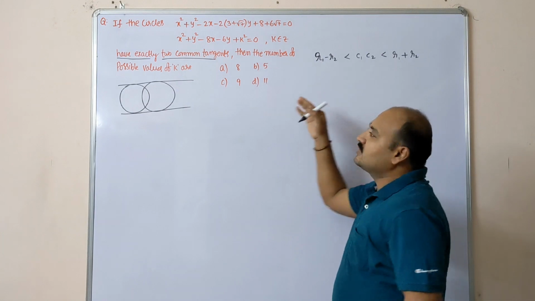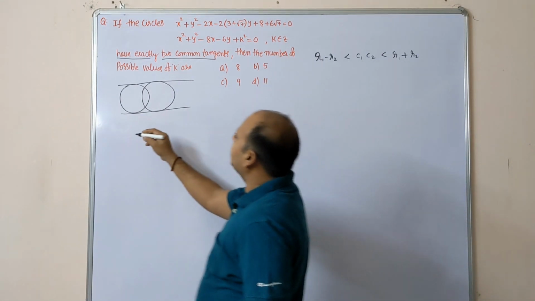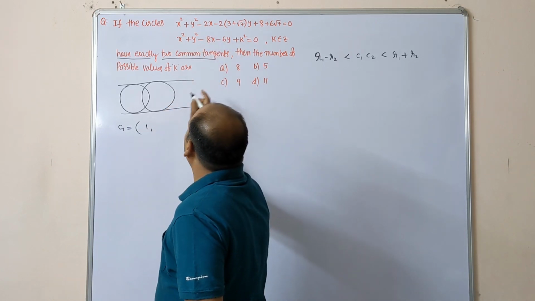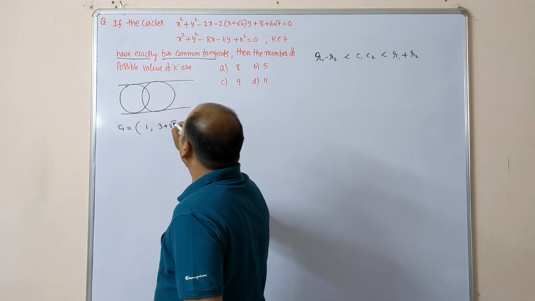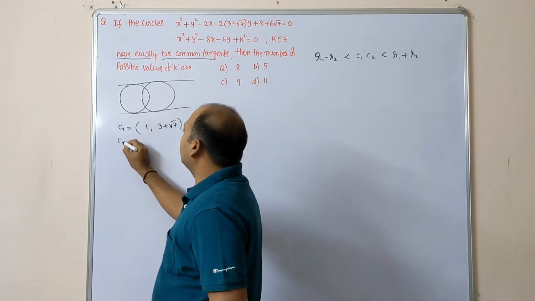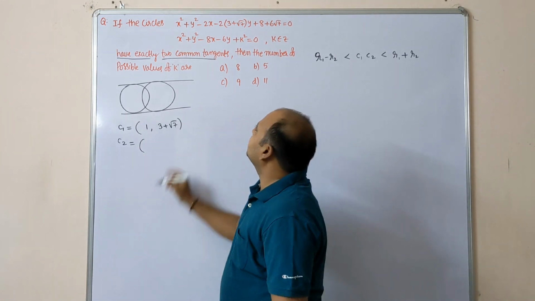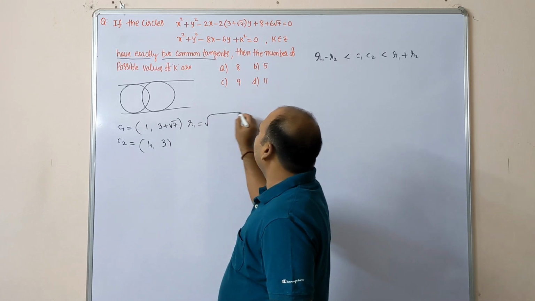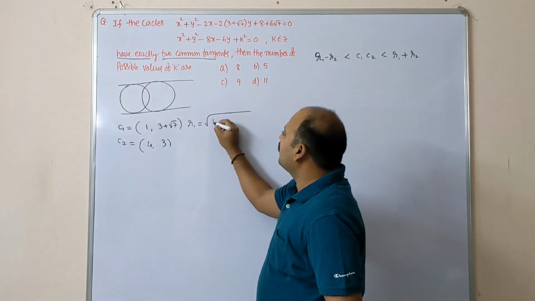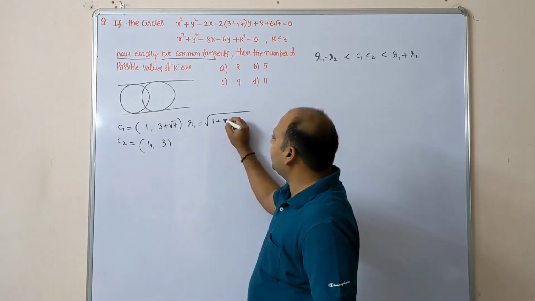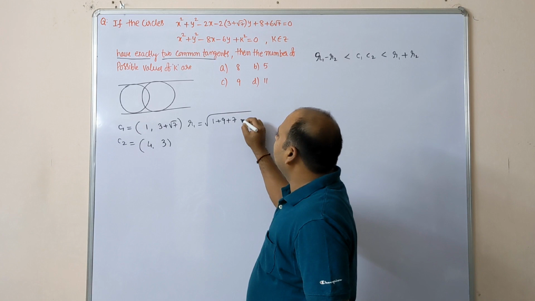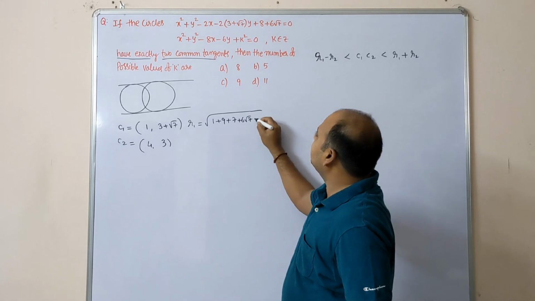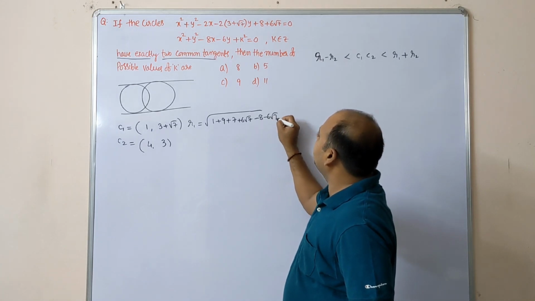So what is C1C2? C1 is the first circle's center, C2 is the second circle's center. C1 is (1, 3 + √7), from minus x coefficient by 2, minus y coefficient by 2. The second circle's center is (4, 3). First circle radius R1 equals root over g² + f². So applying the formula, 1 + (3 + √7)² and then 9 + 7 + 6√7 − c. For the first circle, c is 8 + 6√7.